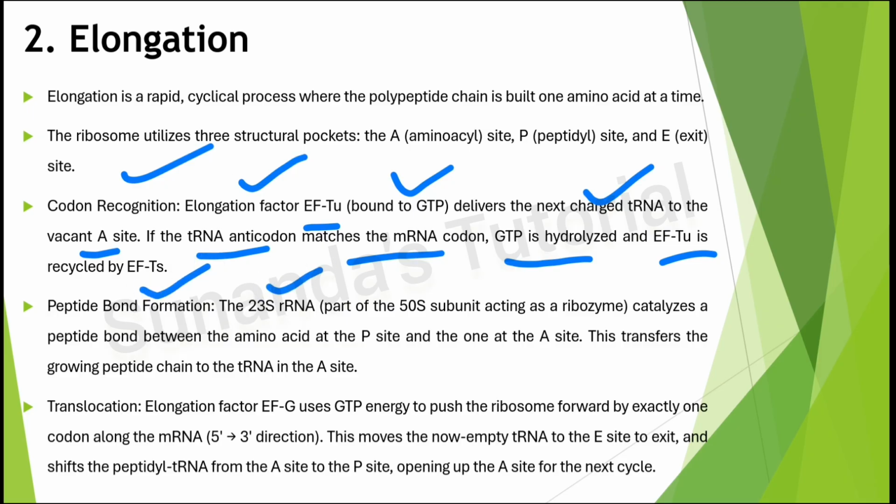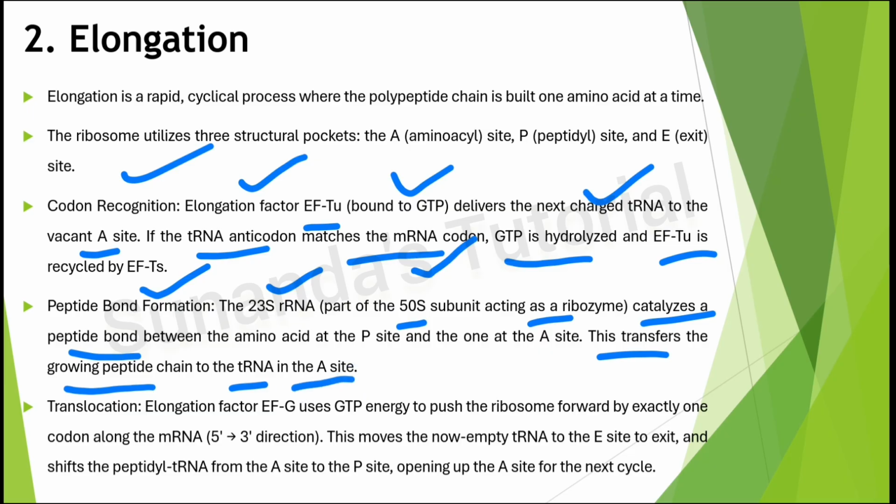Next, peptide bond formation takes place. The 23S rRNA or ribosomal RNA is a part of the 50S or larger subunit of the ribosome. It catalyzes a peptide bond between the amino acid of the P site and the A site, that means one amino acid with the other. A peptide bond is formed between two amino acids. This transfers the growing peptide chain to the tRNA in the A site.